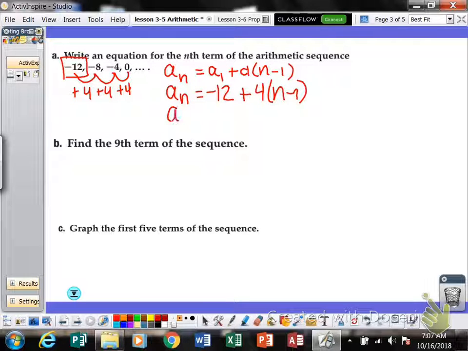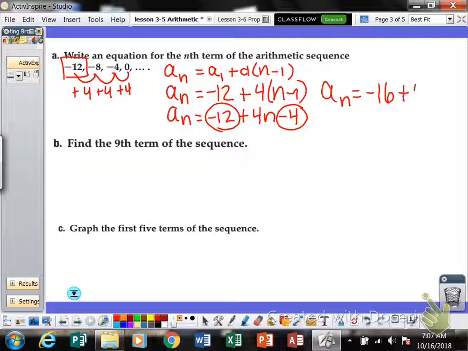And then distribute, so we can simplify this. So 4n minus 4. And then my final equation, a sub n equals -12. Nope, not -12, I apologize. Try it again. It would be -4 and -12, which would be -16 plus 4n.